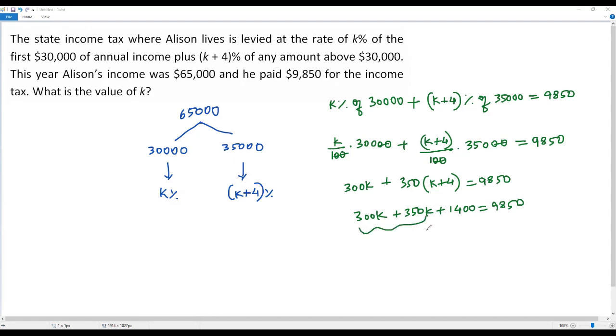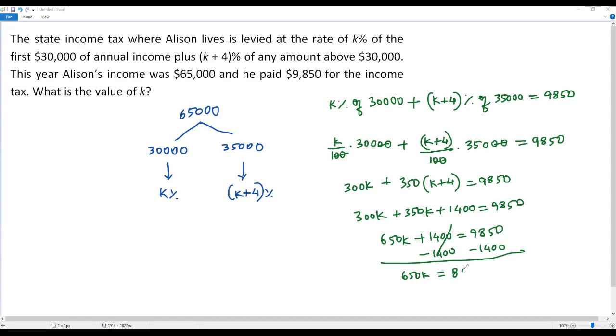Okay, when I combine 300K and 350K, I'm getting 650K + 1,400 equals 9,850. Let me subtract 1,400 from both sides. When I do so, this one will cancel. I'm getting 650K on the left side. On the right side, when I subtract 1,400 from 9,850, I am getting 8,450.